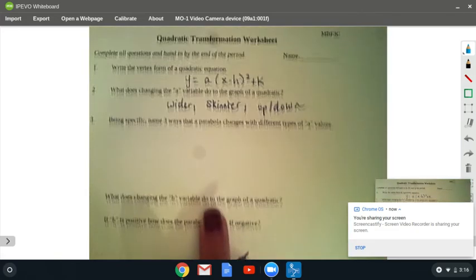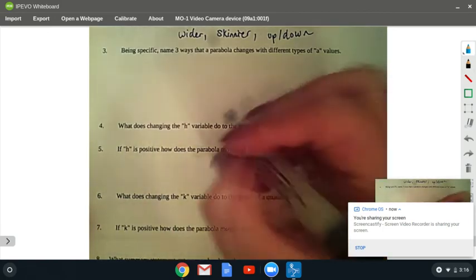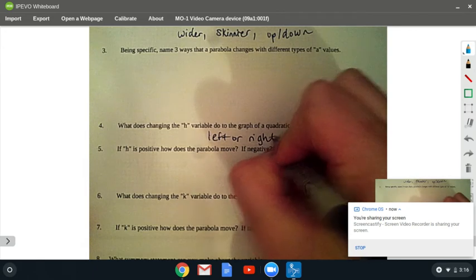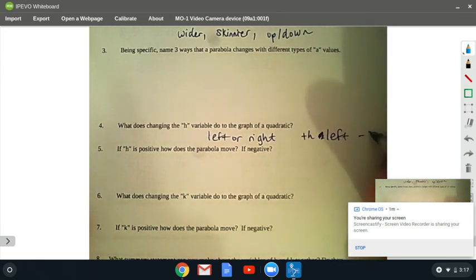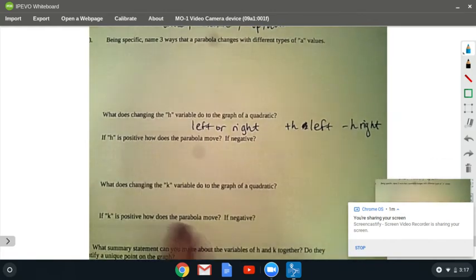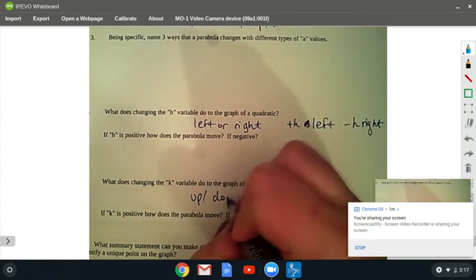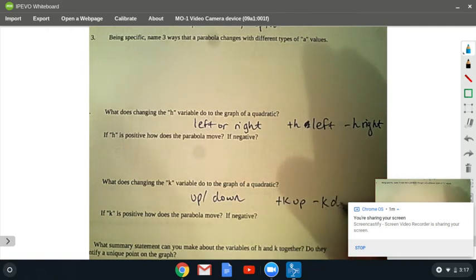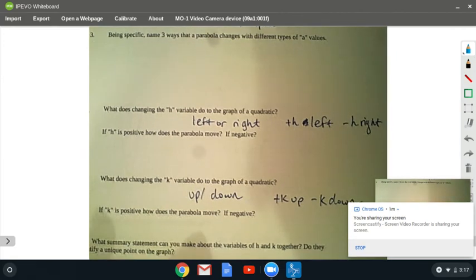I'm going to skip down here to what does changing the H variable do to the graph? The H variable moves it left or right. If it's a positive H, it goes left. If it's a negative H, it goes right. So the opposite of what you would think. What does the K variable do? It makes it go up or down. Positive K goes up. Negative K goes down. Okay, so that's just a quick review of a few things there.